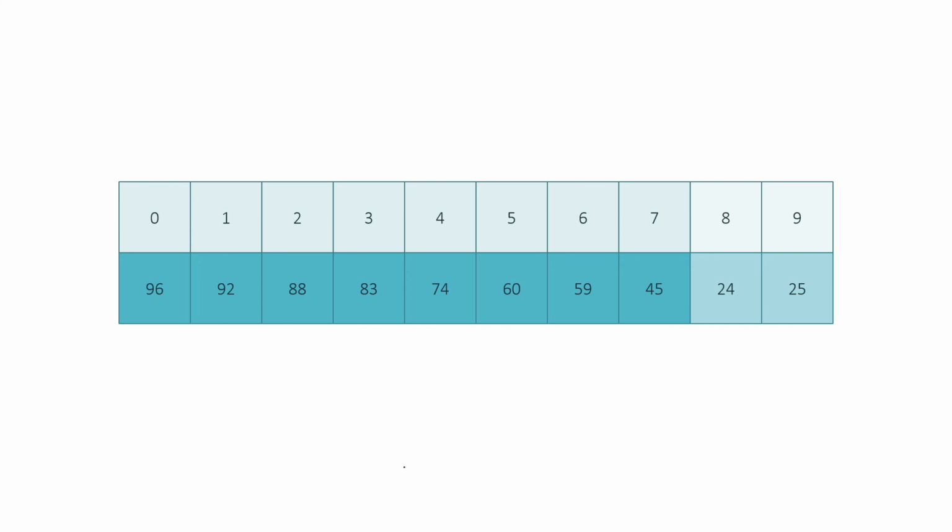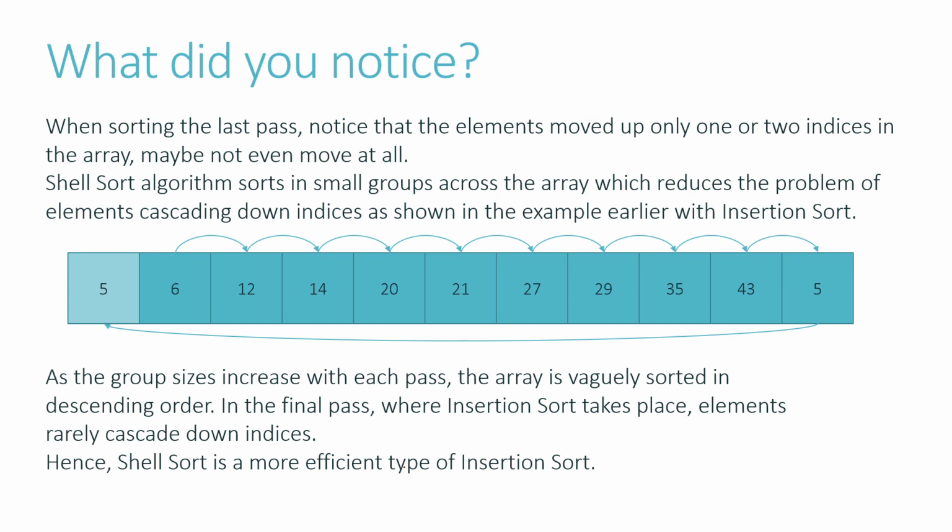24 is not greater than 45, so it is now sorted. 25 is greater than 24, so it swaps places, and is now sorted. Now we've completed all elements, and they are all sorted. So, what did you notice about shell sort?